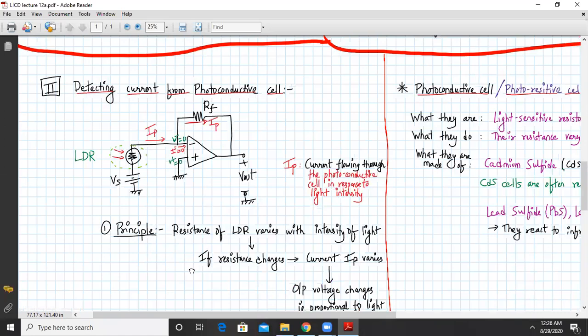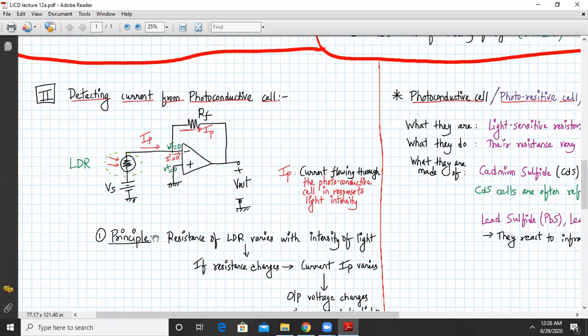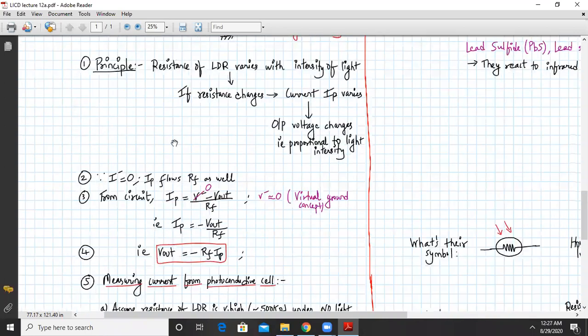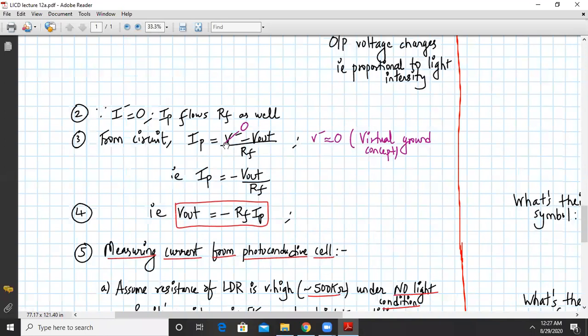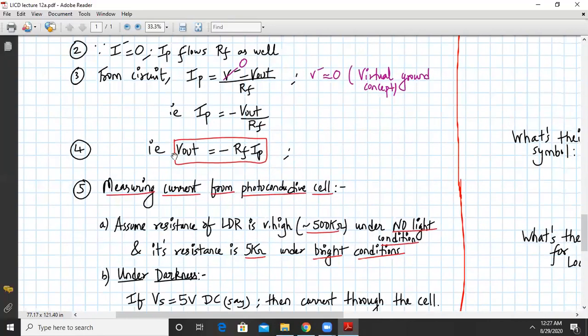So from the circuit, what can we write? From the circuit, we can write (V minus − IP) is equal to (V minus − Vout) upon RF. IP is equal to (V minus − Vout) upon RF. V minus is 0 because of the virtual ground concept. So IP will be equal to minus Vout upon RF. So Vout will be equal to minus RF times IP. That means my output is proportional to the current through the photoconductive cell.